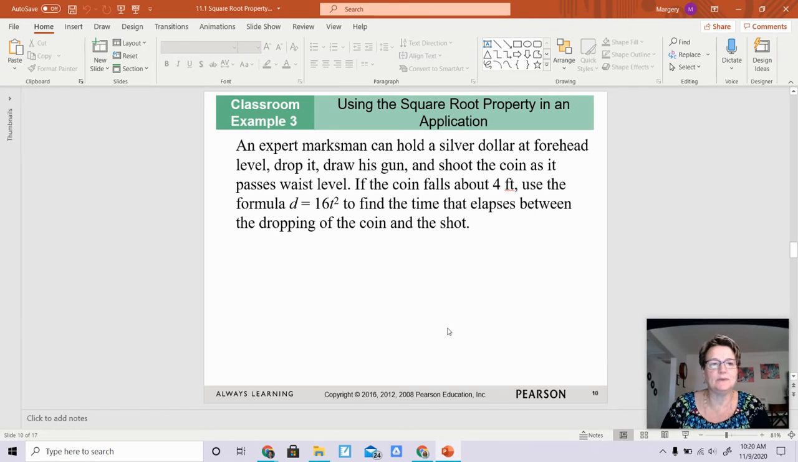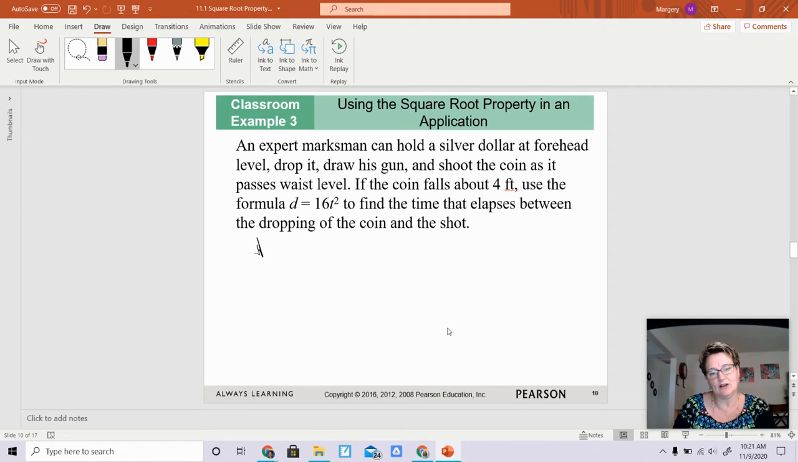Hi, we're back to 11.1 lecture video B, and we are going to be solving example number 3 using the square root property in an application. An expert marksman can hold a silver dollar at forehead level, drop it, draw his gun, and shoot the coin as it passes waist level. If the coin falls about 4 feet, use the formula D equals 16t squared to find the time that elapses between dropping of the coin and the shot.